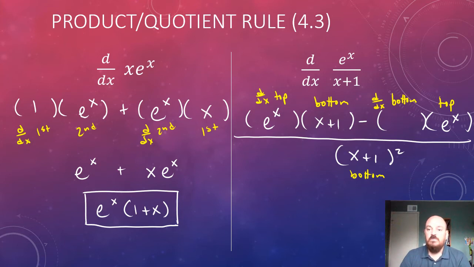And then for the derivative of the bottom function, you actually just get 1. The derivative of x is 1, and the derivative of 1 is 0.